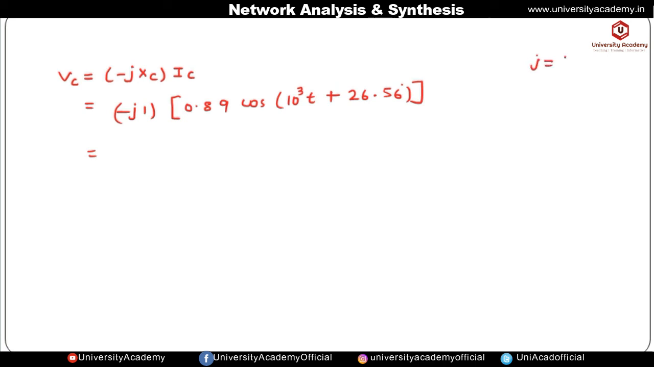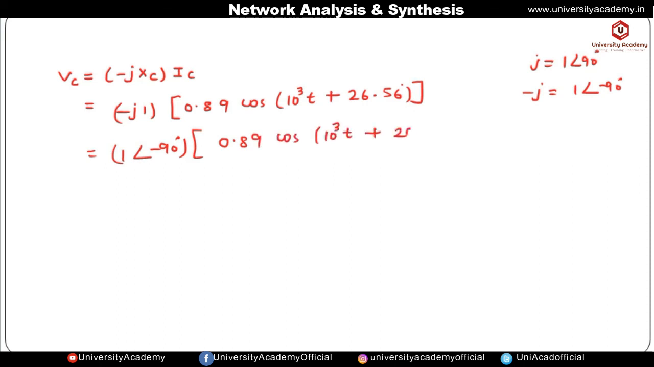So j is 1 angle 90 degree, and minus j is 1 angle minus 90 degree. So this minus j can be written as 1 angle minus 90 degree. This will be equal to 0.89 into cos of 10 to the power 3 into t plus 26.56 degree. If we simplify, the magnitude will get multiplied, that is 1 into 0.89, it will be equal to 0.89.